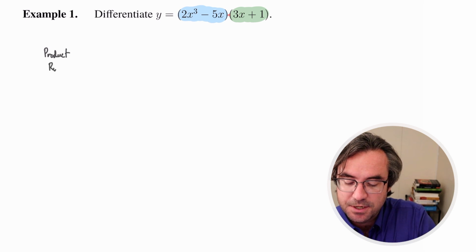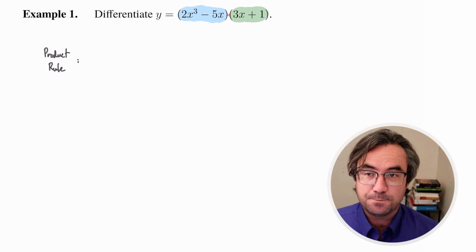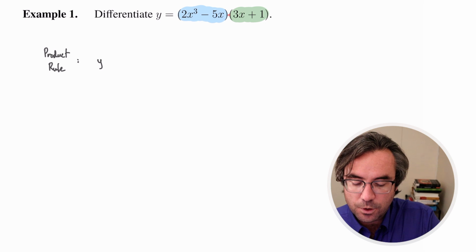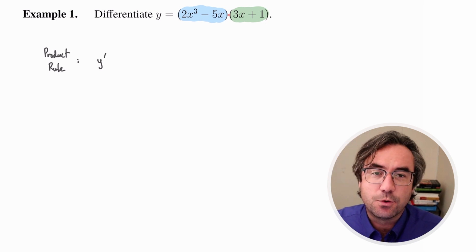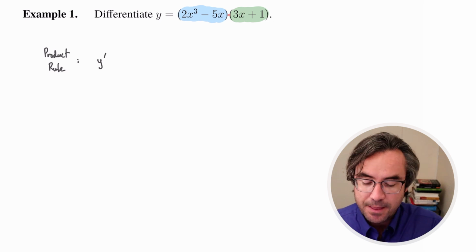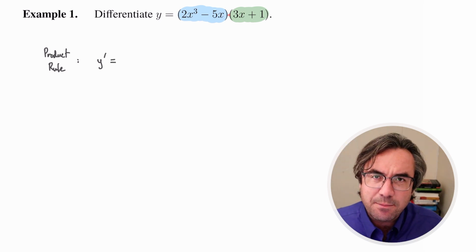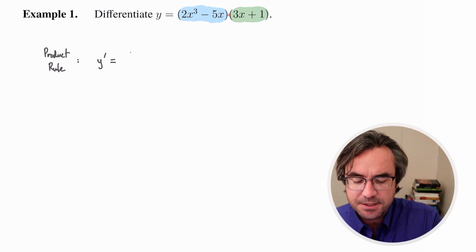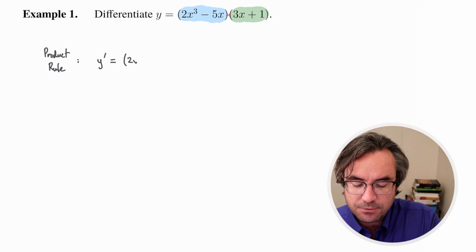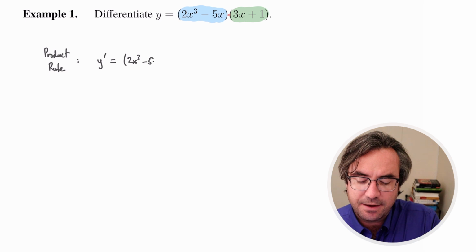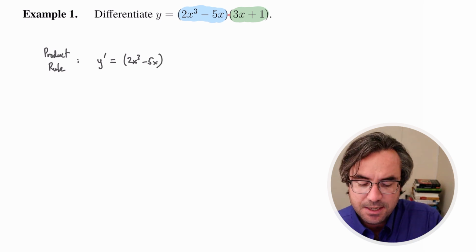All right, so let's try it out. How is this going to work? Well, we're going to calculate y prime, so we're doing the derivative. A way to remember the product rule is to just write down two copies of your product. So we're going to have 2x cubed minus 5x times 3x plus 1.